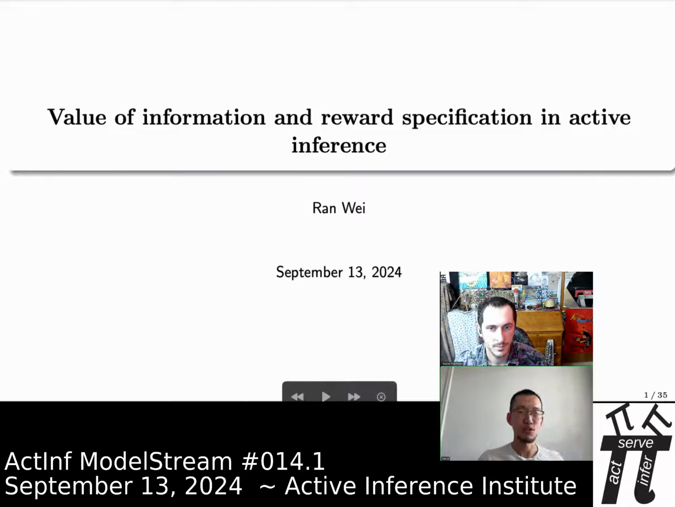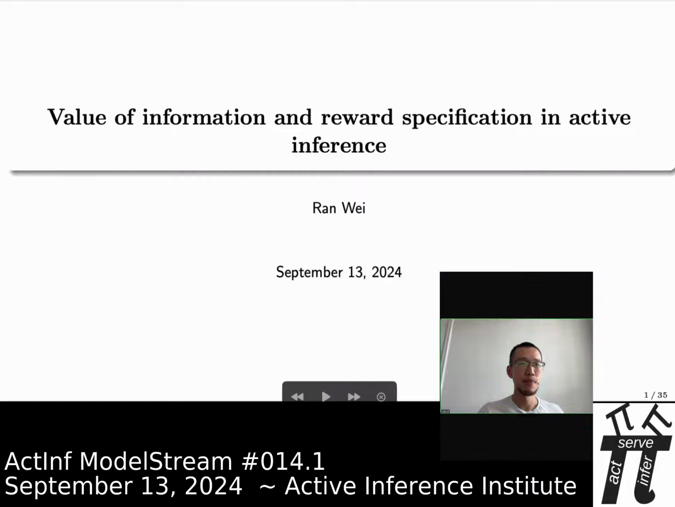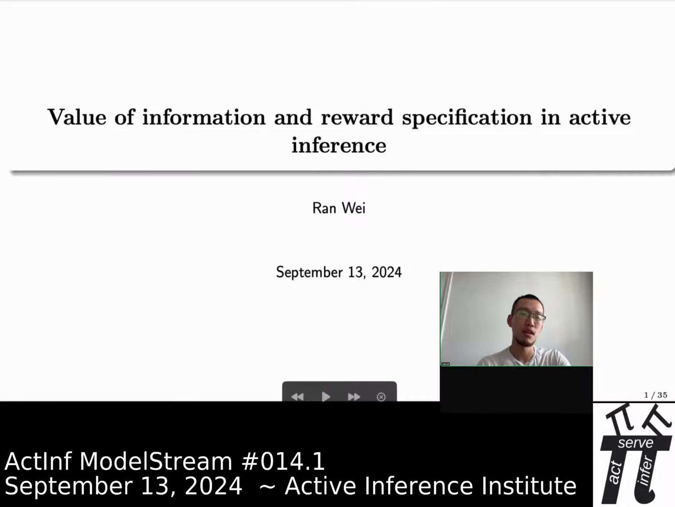Yeah, sure. So I'll just dive into it. Thanks again for the invitation. This paper is about the value of information and some aspects of reward specification in active inference, but it also touches on POMDPs.